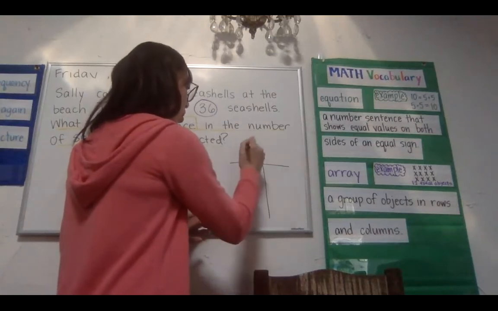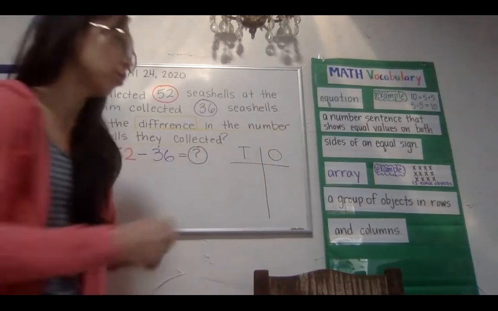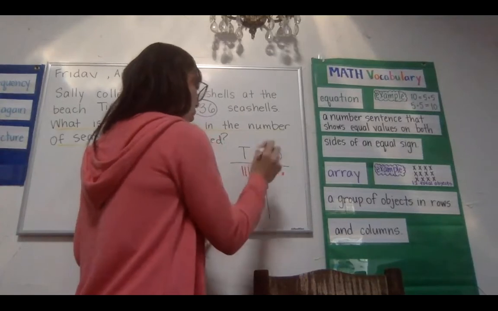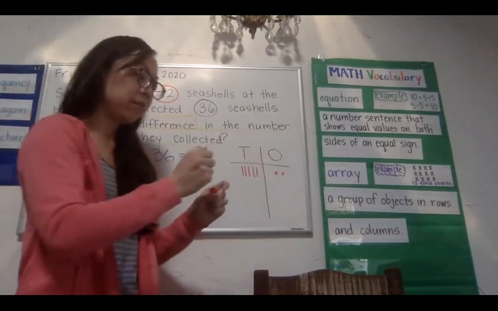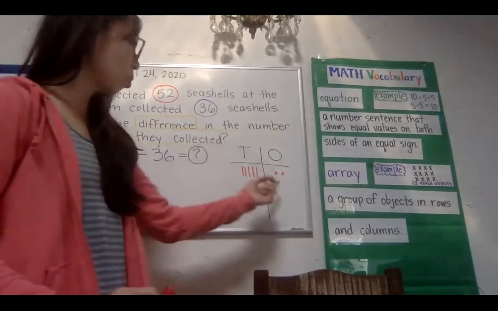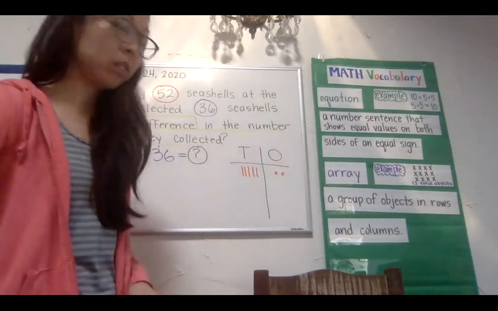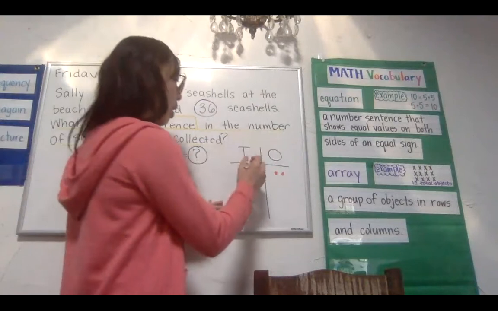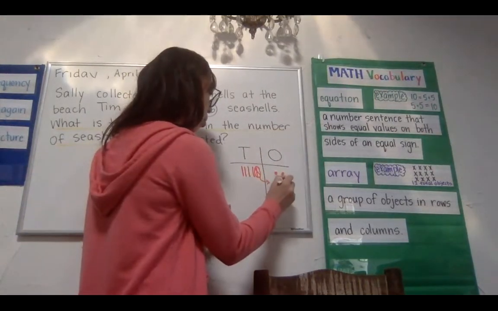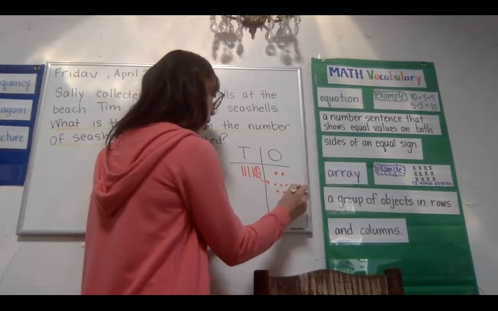In our place value chart, we're going to draw our 52. So 52. 2 ones, 5 tens, and then now let's subtract. Can we subtract 6 ones from 2? No, so what do we have to do? Regroup. All right, let's do it. So let's take one of our tens and let's turn it into ones. 1, 2, 3, 4, 5, 6, 7, 8, 9, 10.